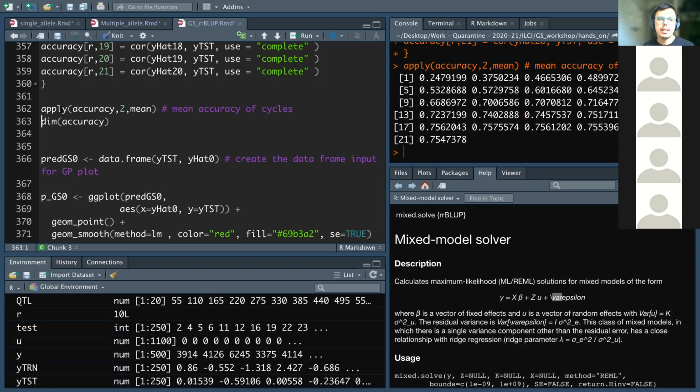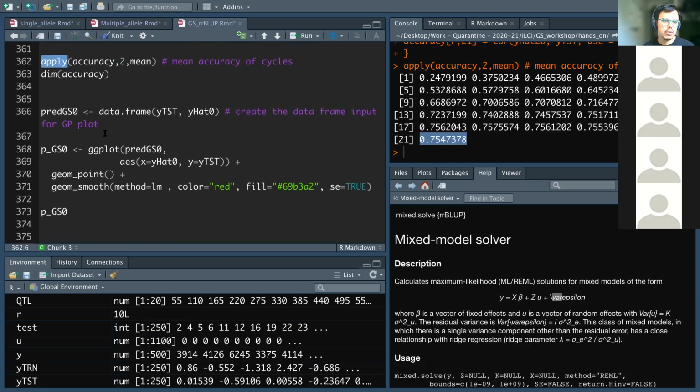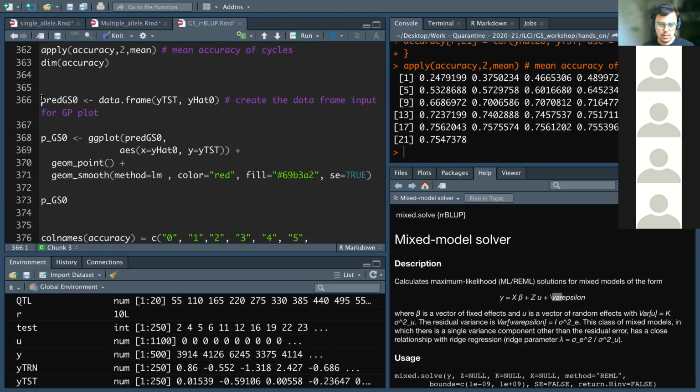Okay. So now with the apply function, we can estimate the mean of the prediction for every single model. As you can see here, the model that takes all the markers as random effects has a prediction accuracy of close to 25%. And the one that has the QTL as fixed effects increases the prediction to 75%.